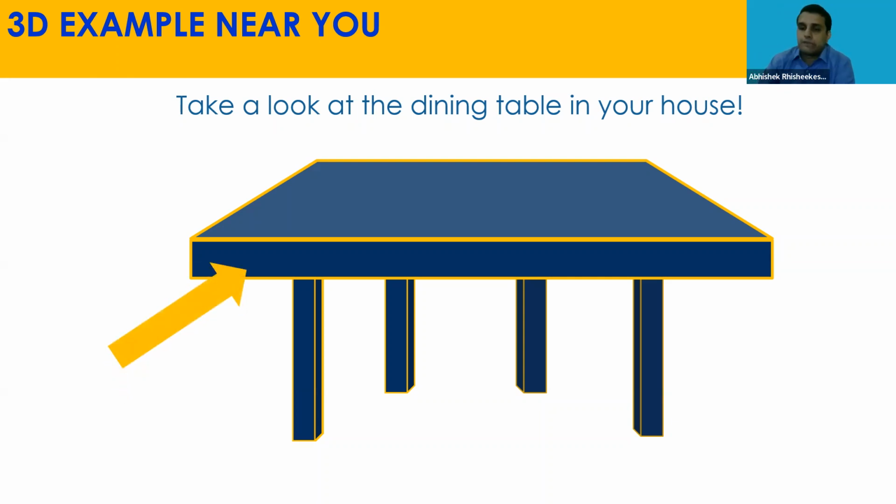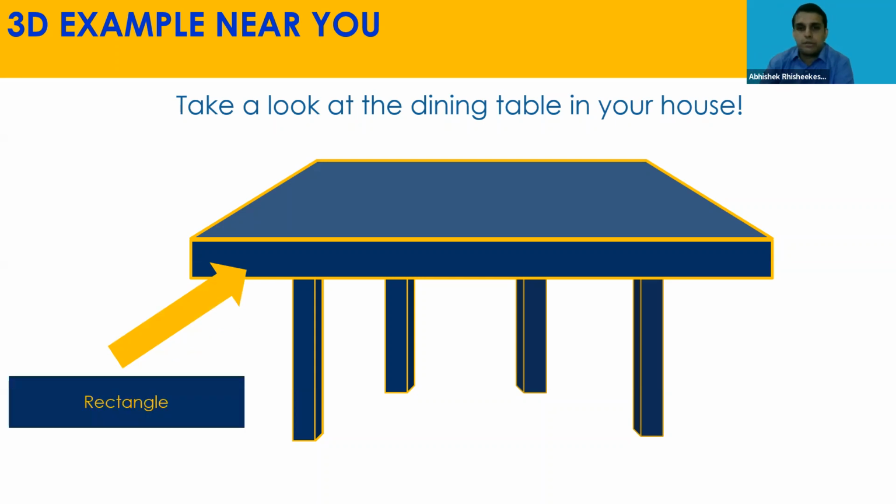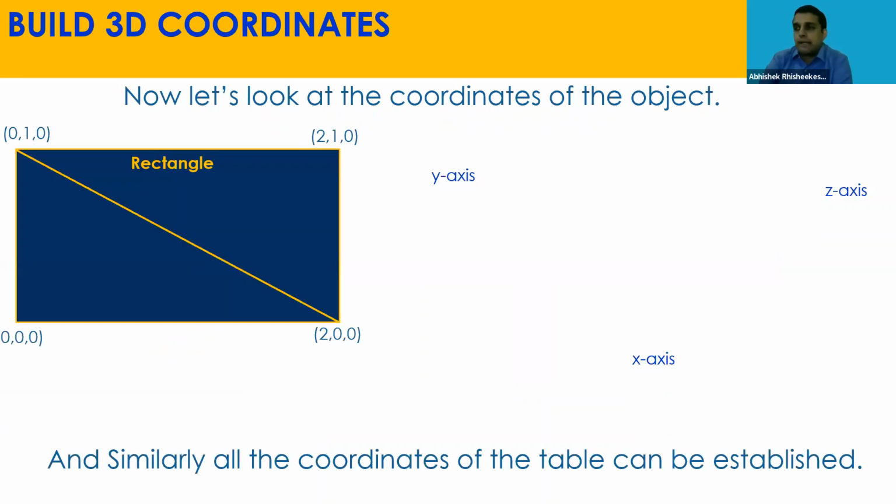For one of the rectangles shown in the previous slide, as part of the dining table, let's now define the coordinates. The rectangle has a length of, let's say, 2 units and width of 1 unit. The rectangle can be split into 2 triangles. One of the triangles has the following coordinates in XYZ coordinate space: (0, 0, 0), (0, 1, 0), and (2, 0, 0). And similarly, all the coordinates of the table can be defined.